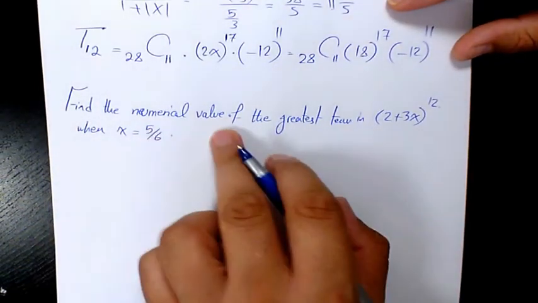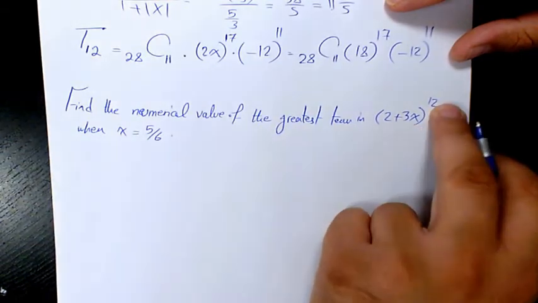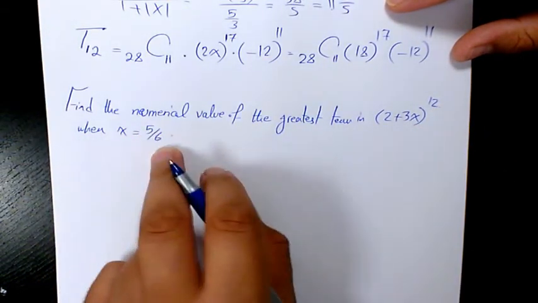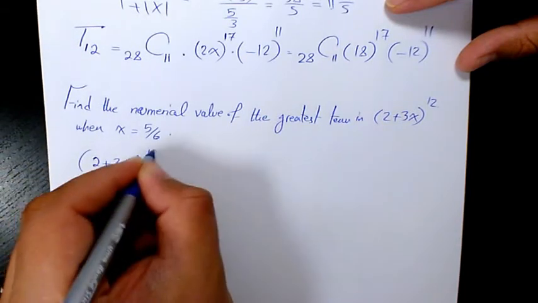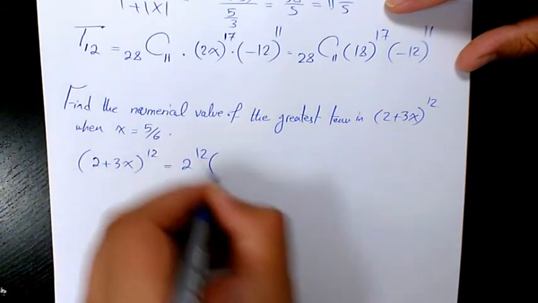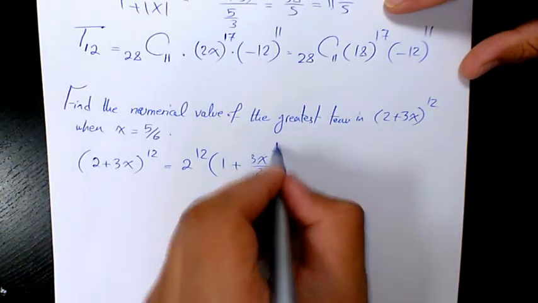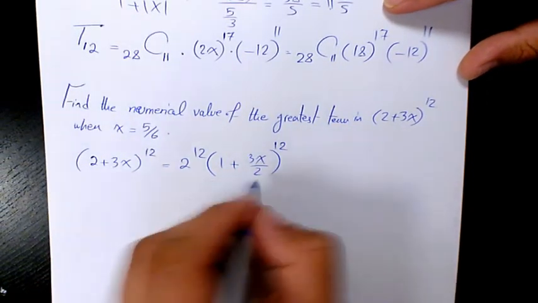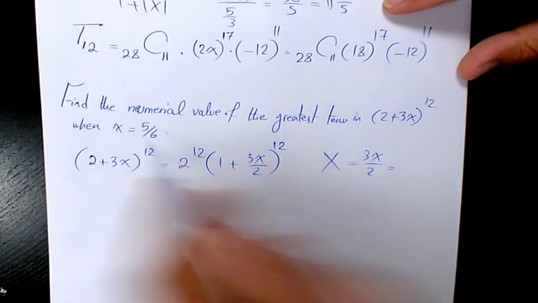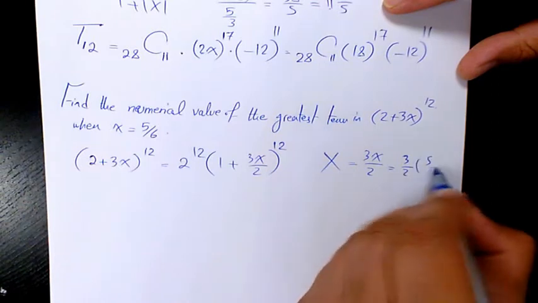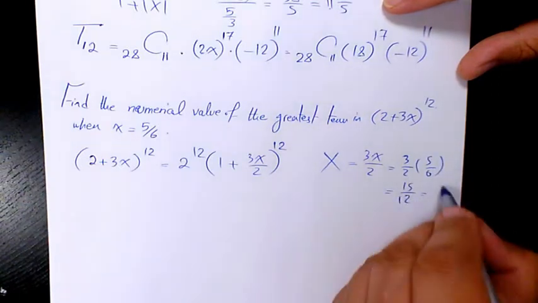Find the numerical value of the greatest term in (2 plus 3x) to the power of 12 when x is 5 over 6. So (2 plus 3x) to the power of 12 is going to be 2 to the power of 12 times (1 plus 3x over 2) to the power of 12. So X is 3x over 2. x is 5 over 6. So 3 over 2 times 5 over 6 is going to be 15 over 12. That's going to be 5 over 4.